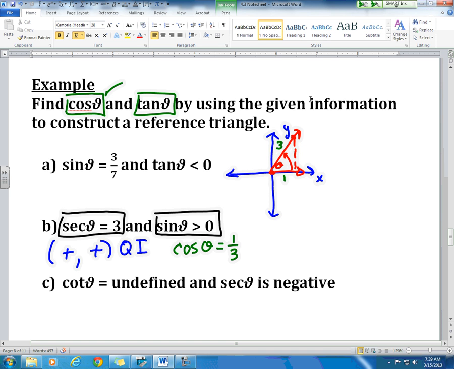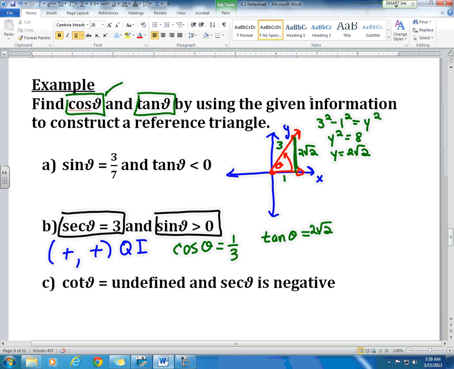I need to find tangent, so I need that vertical leg. So we can say 3 squared minus 1 squared is y squared. And that means y squared will be equal to 8 and y will be equal to 2 radical 2. So this leg is 2 radical 2. And that's going to make the tangent of theta, which we can go back to SOHCAHTOA in the picture, opposite over adjacent, 2 radical 2 over 1, or just 2 radical 2.